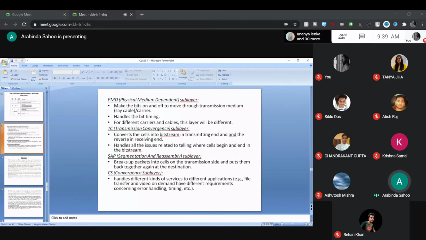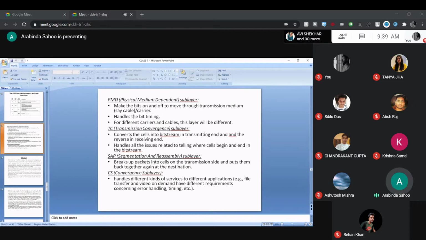In case of an optical fiber cable, data is transmitted with the help of light. If there is light, it denotes one, and if there is no light, it denotes zero. So depending upon the carrier and cable, the functionality of this layer, the PMD sublayer, will be different.